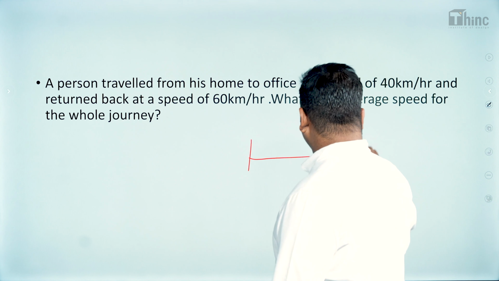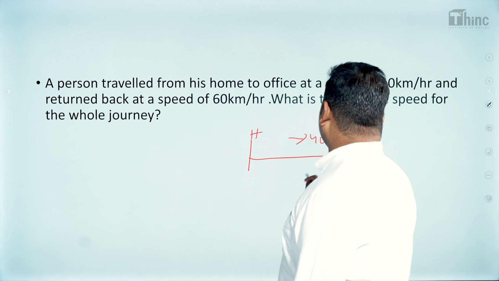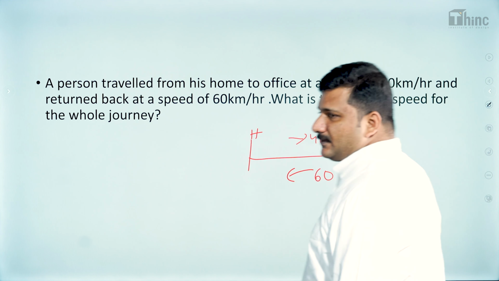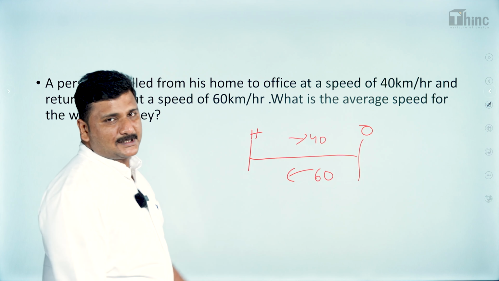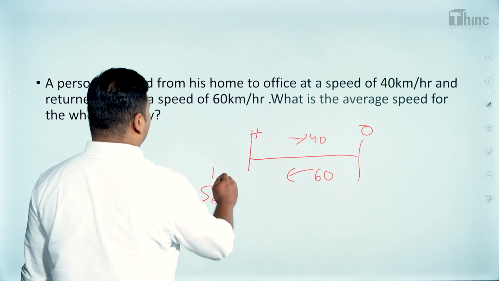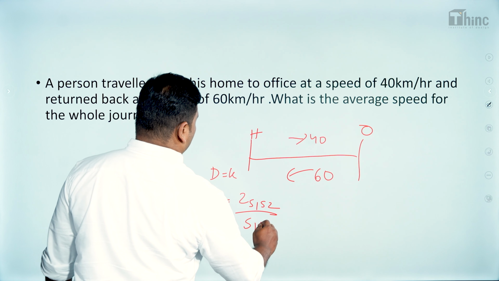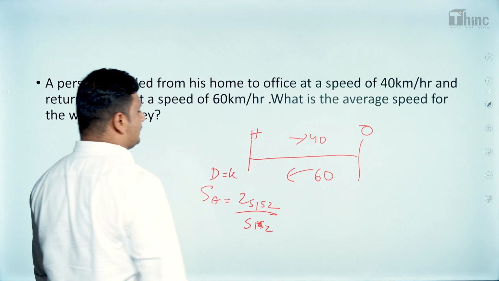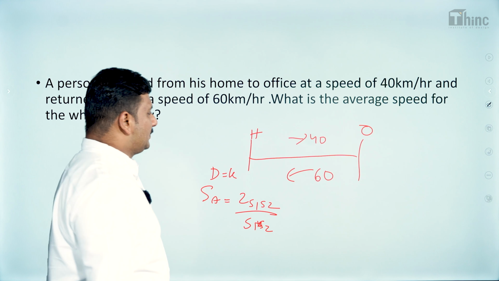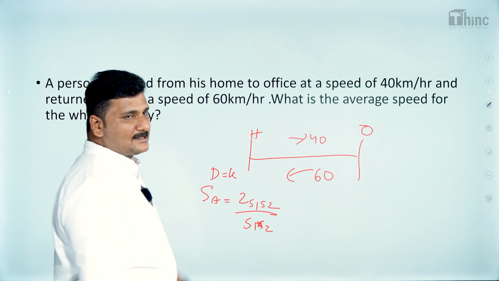A person travels from home to office at a speed of 40 and returns back at a speed of 60. We need to find the average speed. So what is constant in this case? Distance is constant, right? So if distance is constant, average speed equals, we know a formula. What is average speed? 2 s1 s2 by s1 plus s2. So is distance constant in this case? A person travels from home to office and then returns back from office to home. So he travels a particular distance and he moves the same distance back. So what is constant? Distance is constant.